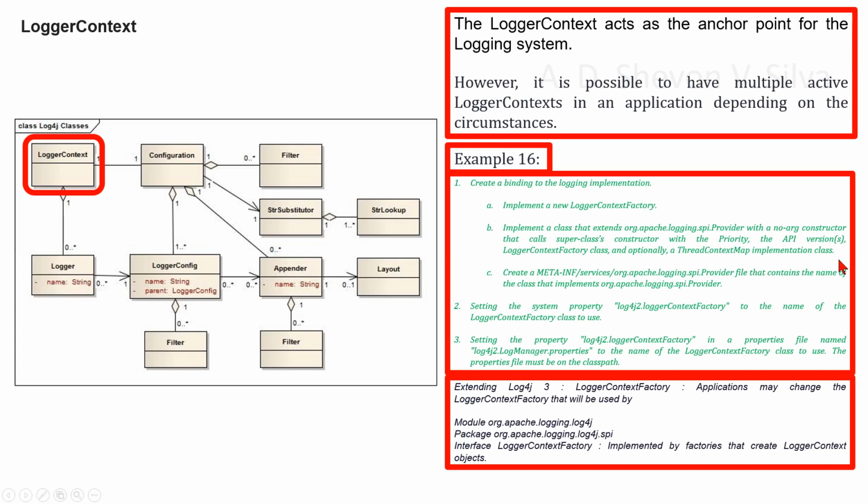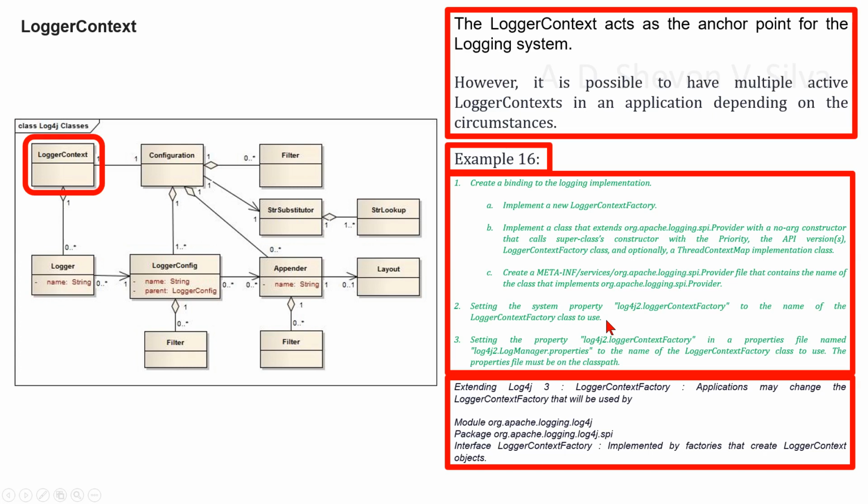Implement a class that extends org.apache.logging.log4j.spi.Provider with a no-arg constructor that calls a superclass constructor with the priority, the API versions, the LoggerContext factory class, and optionally the thread context map implementation class. Create the META-INF/services/org.apache.logging.log4j.spi.Provider file that contains the name of the class that implements org.apache.logging.log4j.spi.Provider.